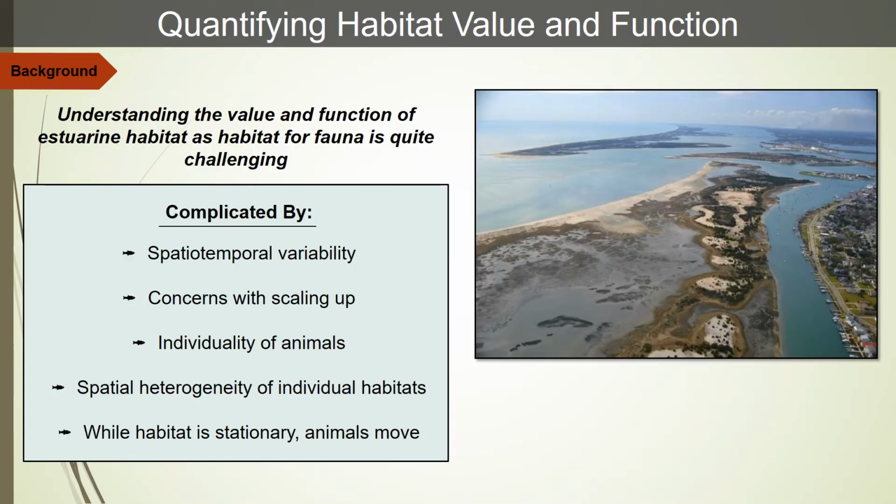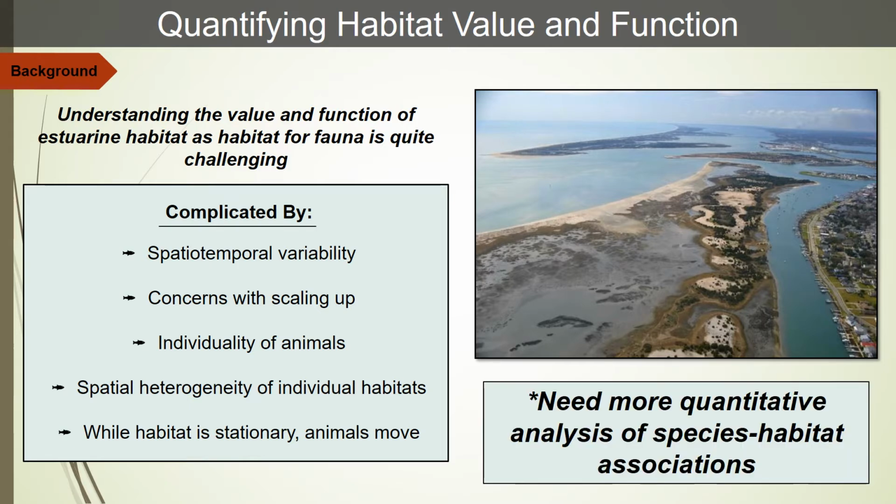Understanding the value and function of estuarine habitats as habitat for fauna is quite challenging. These associations are complicated by a number of factors, including spatiotemporal variability in animal presence within target locations, and concerns with scaling up from a small number of observations to the entire estuarine system. Animals behave individually. Estuarine ecosystems are also complex mixtures of a variety of habitats, and additionally, individuals move. Considering these challenges and the complicated nature of estuarine ecosystems, we need more quantitative analysis of species-habitat associations.